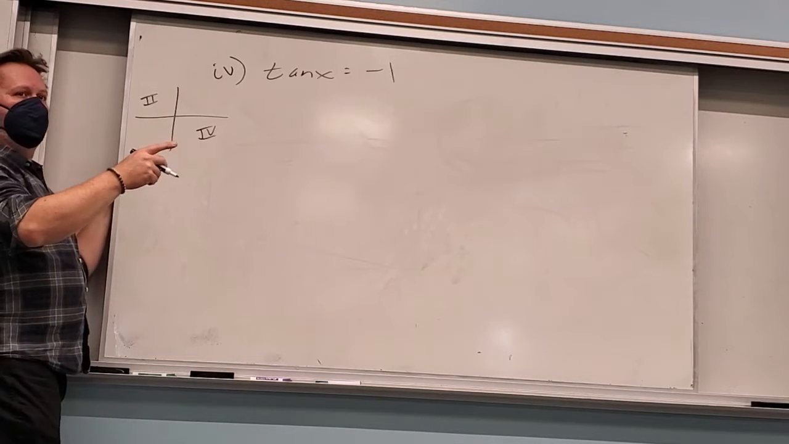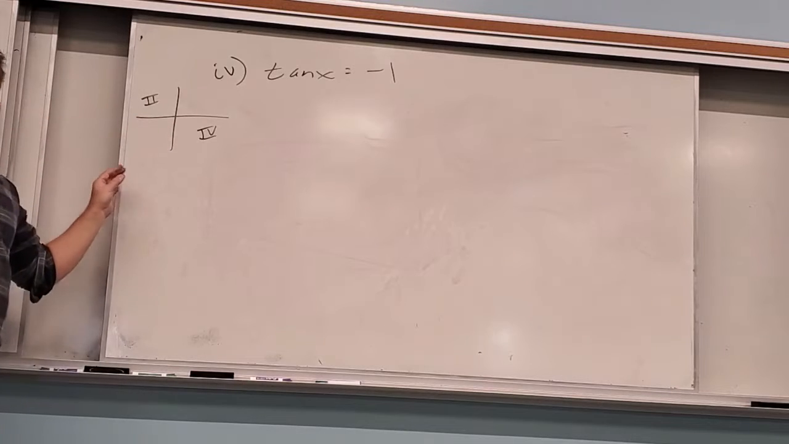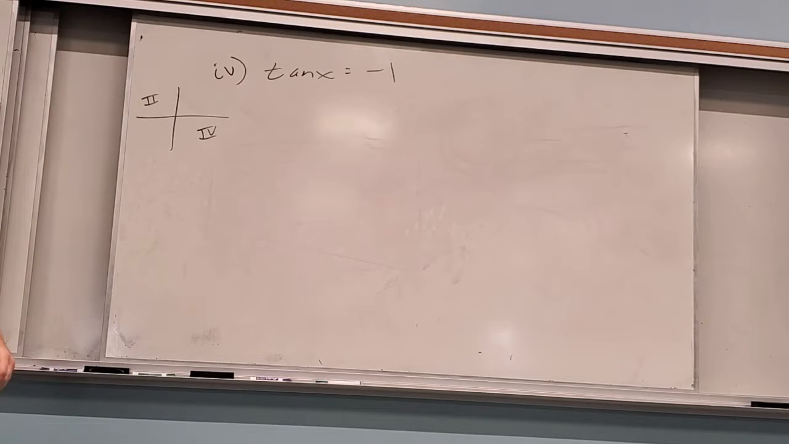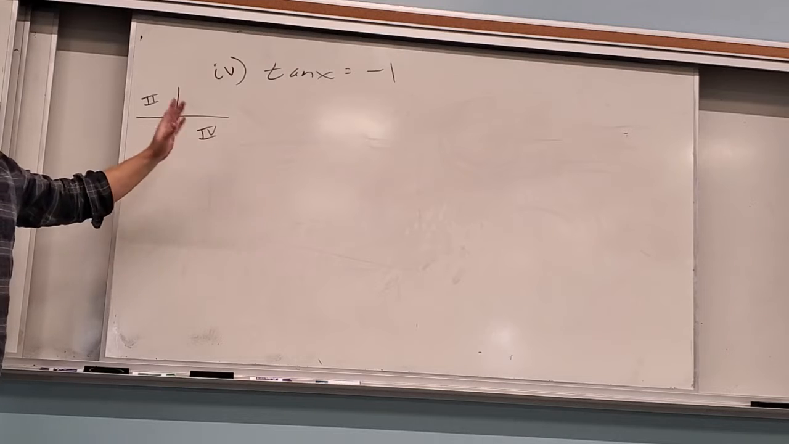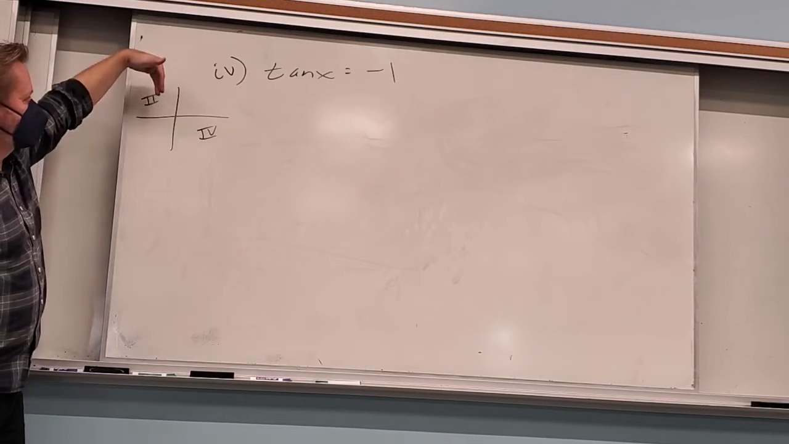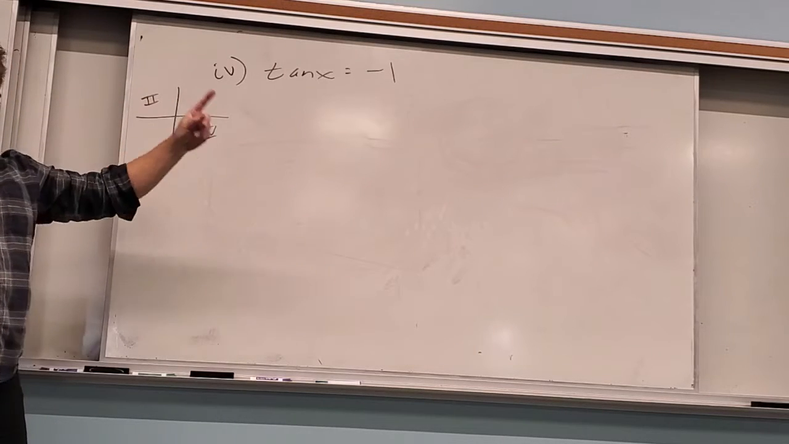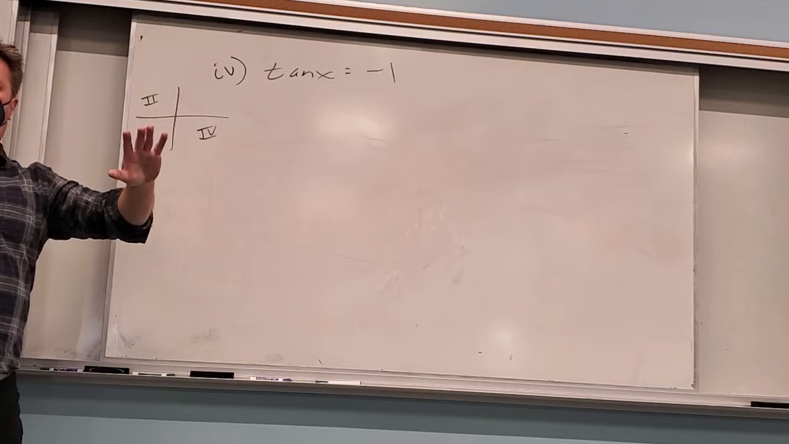Tangent's negative when sine and cosine are opposite signs. Does that make sense? Because tangent is sine over cosine. So sine and cosine are opposite signs here, and they're opposite signs here. And again, why is that? Cosine likes x, sine likes y. So where are x and y different signs?